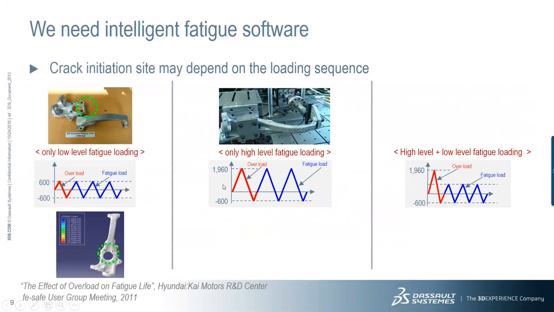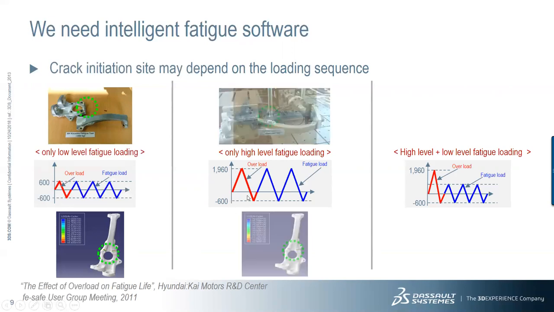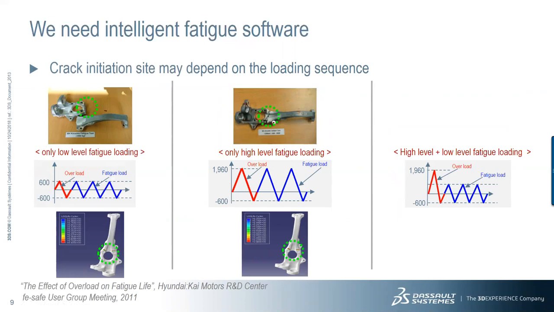Now in the second loading, the mean stress was not zero. There was some tensile mean stress, and we also increased the load amplitude. In this case, again the location was the same, but the life reduced because the load amplitude increased as well as there was a mean stress, but there was no impact on the location. Now if they use a loading like this, in which there was an overload, and in addition to the overload, there was this fatigue load.